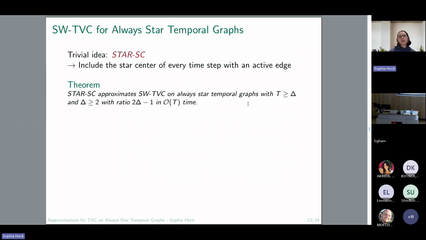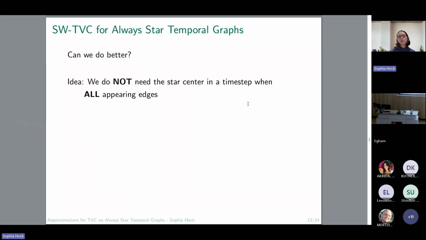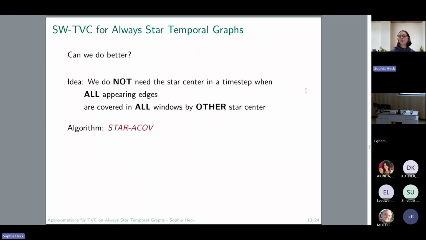The question is now, can we do better than this? Because what we observe is, when don't we need to include the star center of a time step? We do not need to include a star center when all appearing edges in this certain time step are covered in all of the windows by other star centers. So can we somehow do this? We came up with the star all covered, or just star all covered, algorithm, and this is the main idea, so to say.